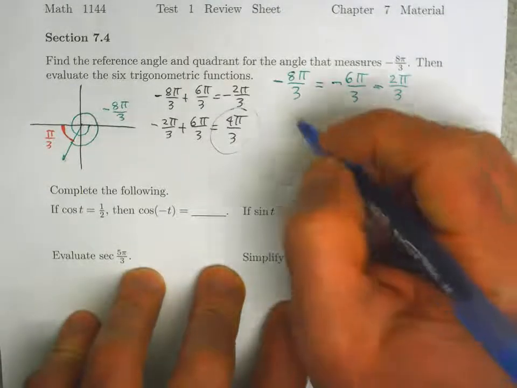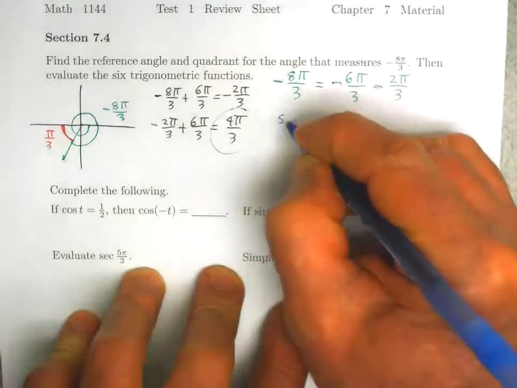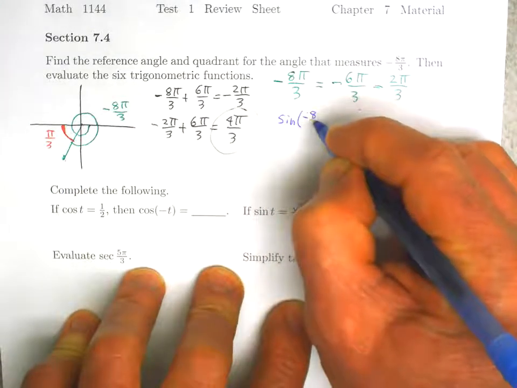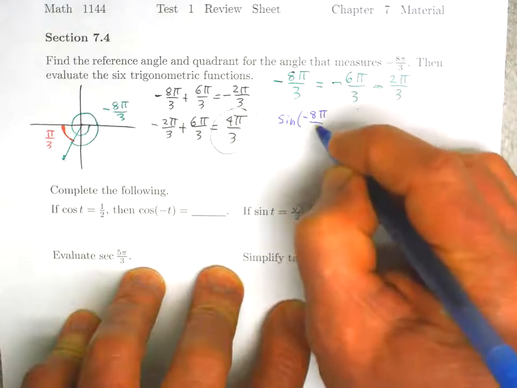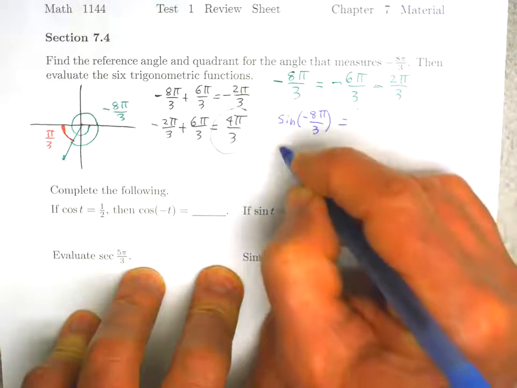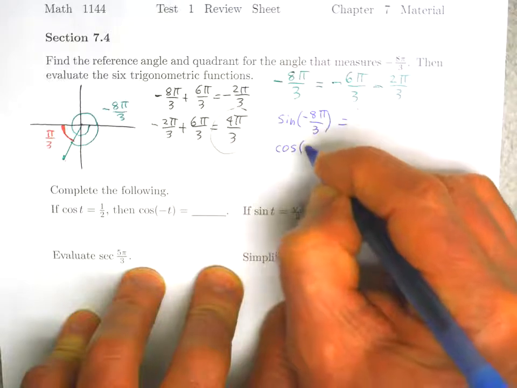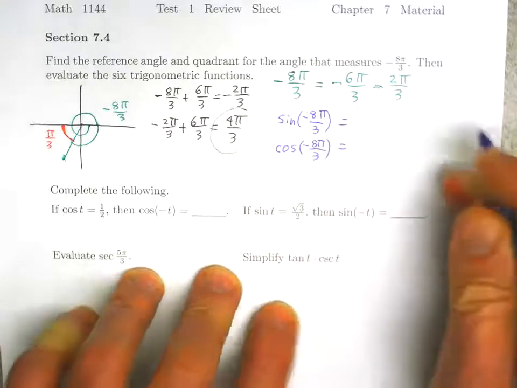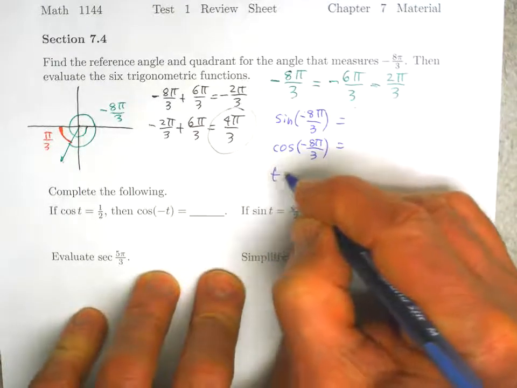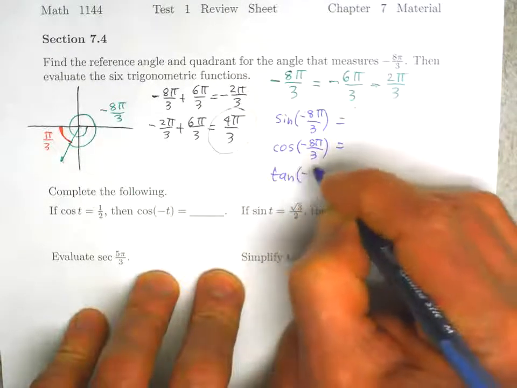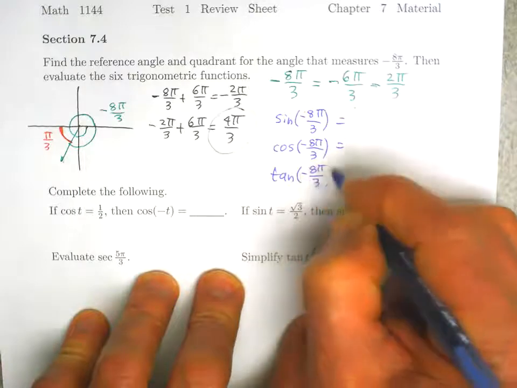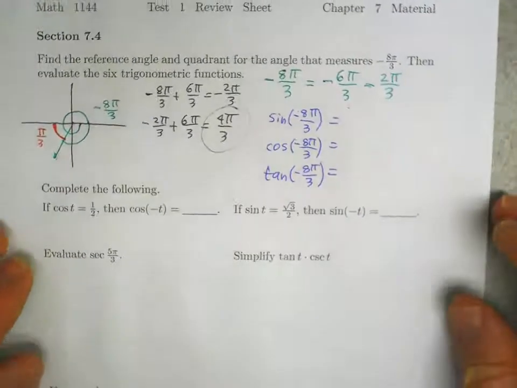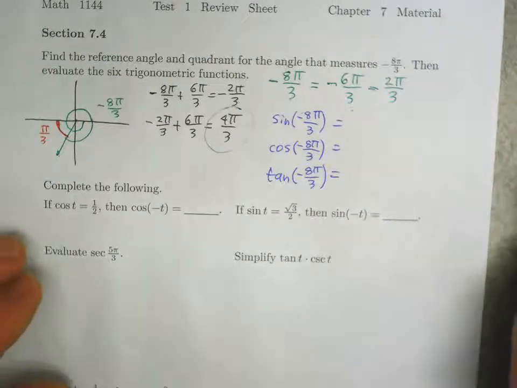Okay, so we can write down the 6 trig functions. Sine of negative 8 pi over 3 equals something, cosine of negative 8 pi over 3, and then tangent of negative 8 pi over 3. And once we know those, we can just use the reciprocals to find the other ones.